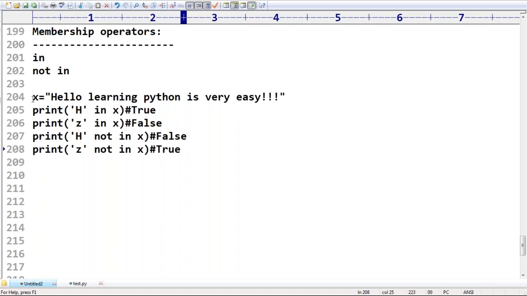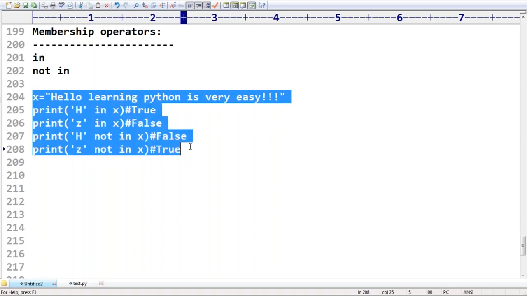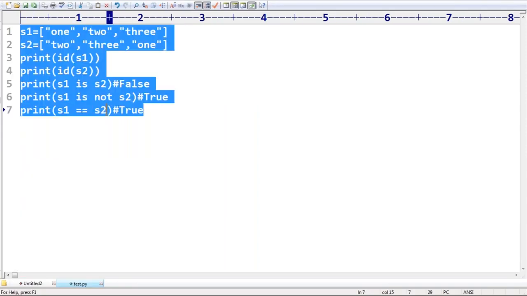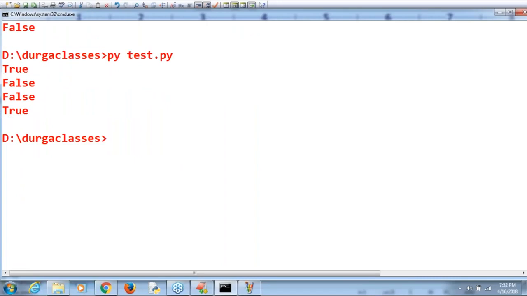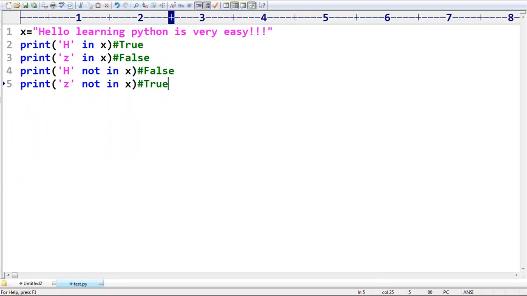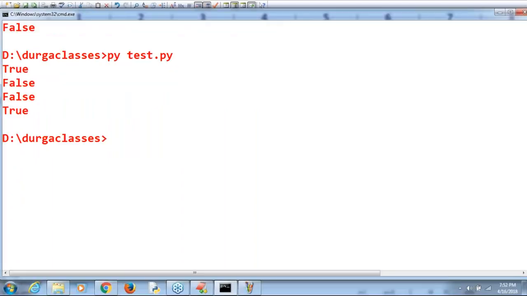Let me cross check this one. What is the output? By default you are going to get True, False, False, True as the answer. Clear? Is it our expected answer? Yes. Okay, that's all.